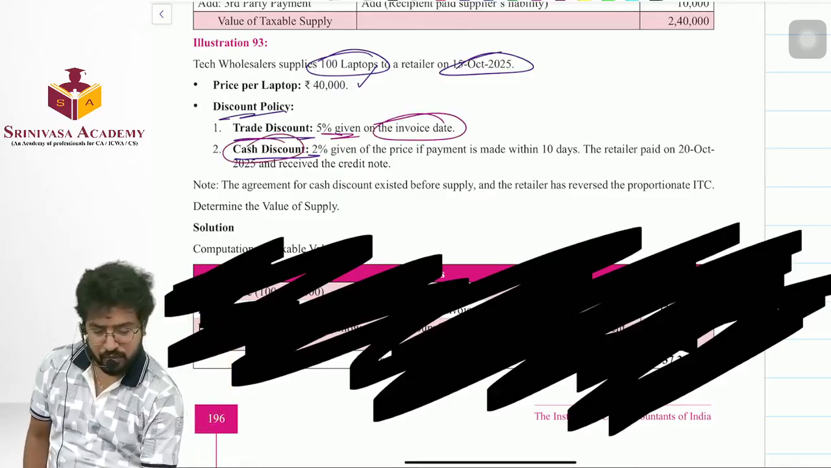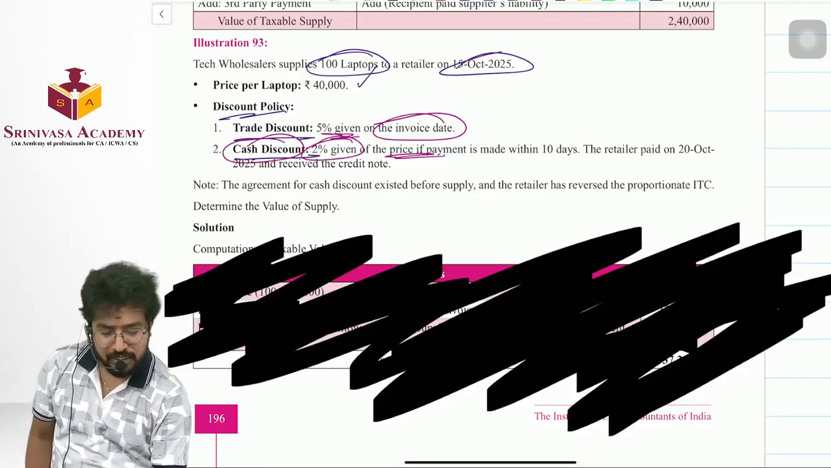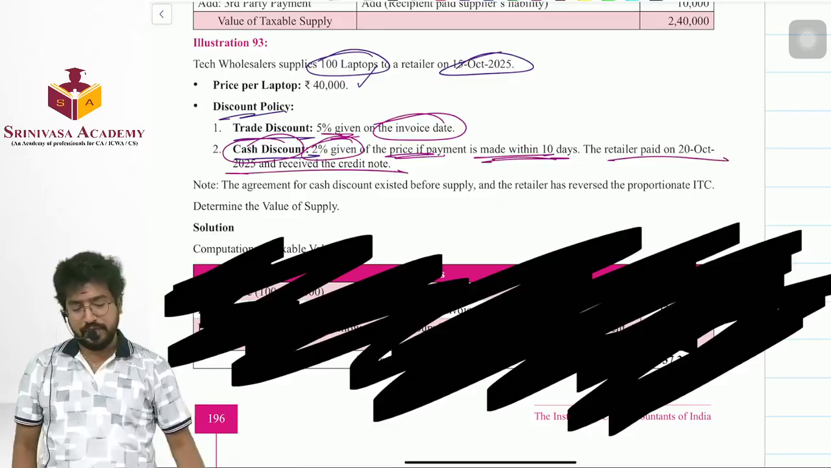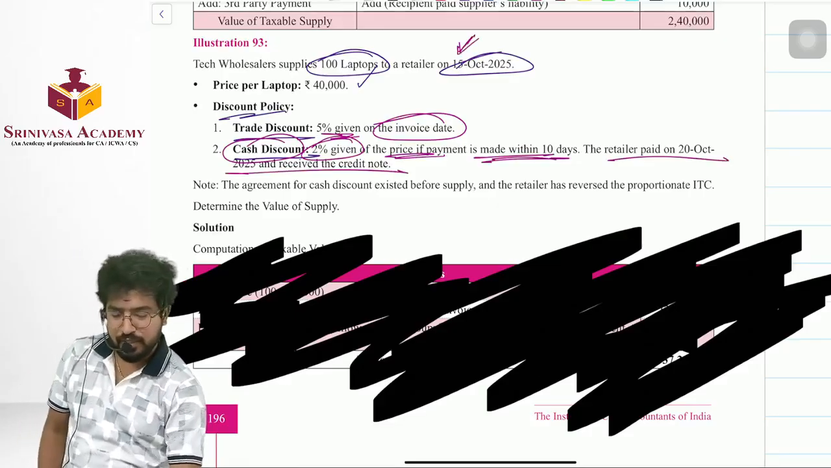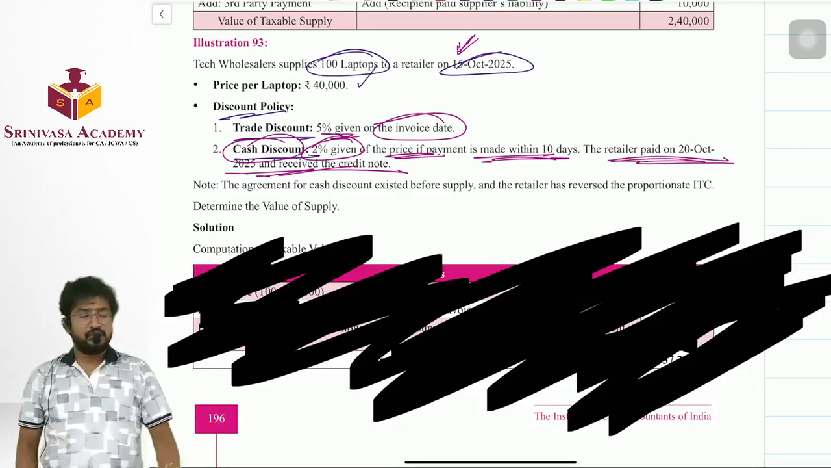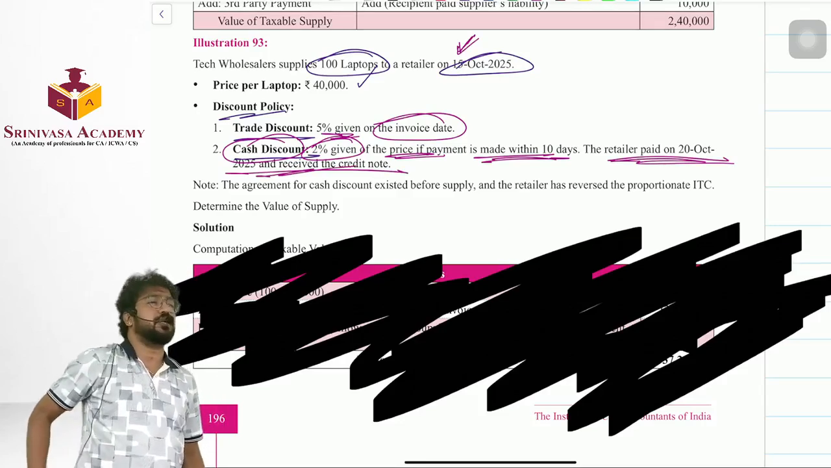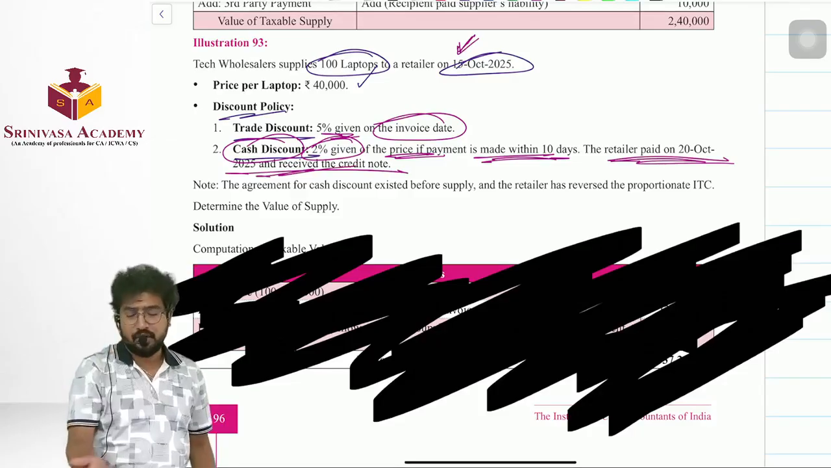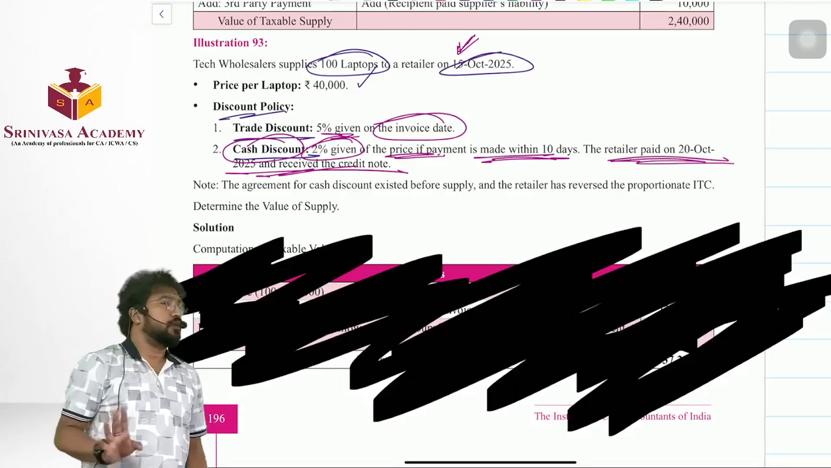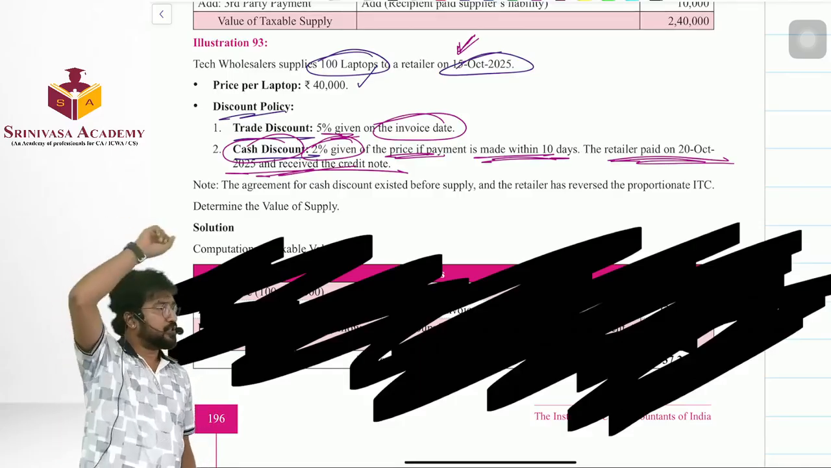Next, cash discount. 2% of the price is given if payment is made within 30 days. The retailer paid it on 20th October. You are selling it on 15th October, paying it on 20th October. So this discount is given after the supply. But they have already discussed, I will give you 2% discount if you make payment within 10 days. It is as per the terms of the agreement already.